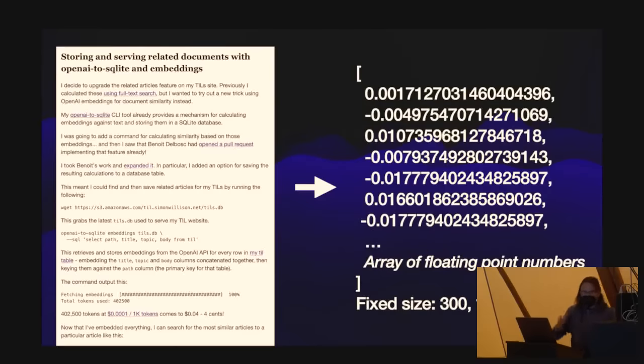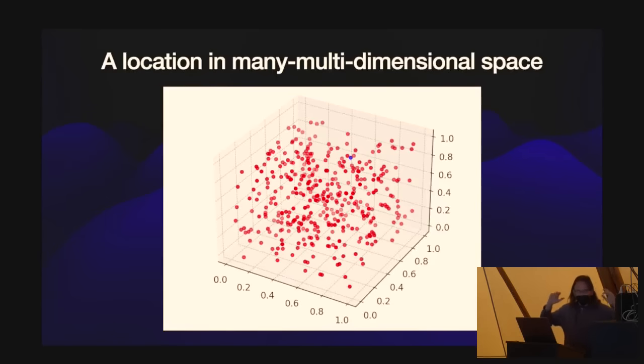The key thing about this array of numbers is that it's a fixed length. So based on the embedding model that you're using, you will get back 300 floating point numbers, or 1,000 floating point numbers, or 1,536 floating point numbers, which you can then do stuff with. Because these numbers that come back are actually coordinates. They're a location within a very weird, many-dimensional space.